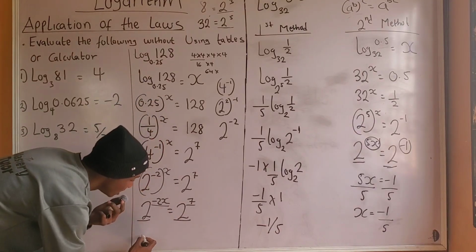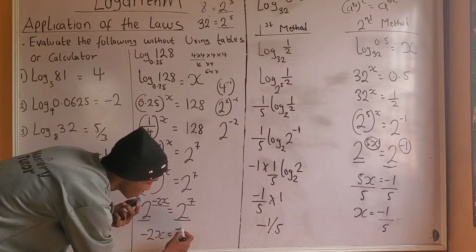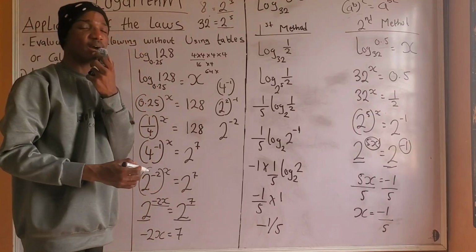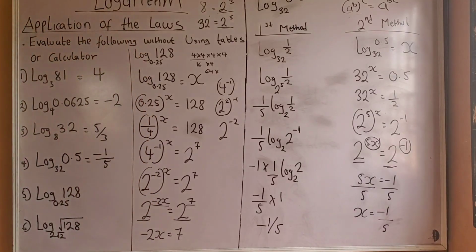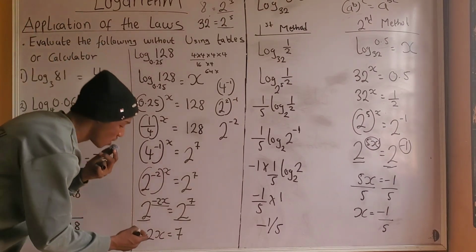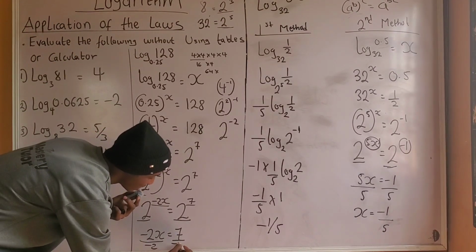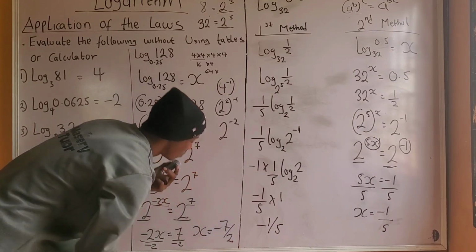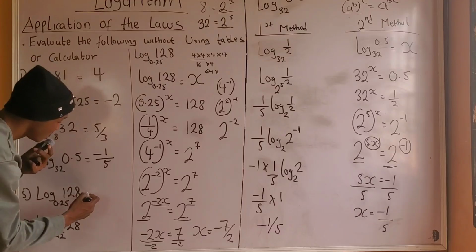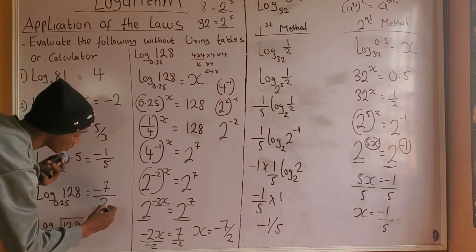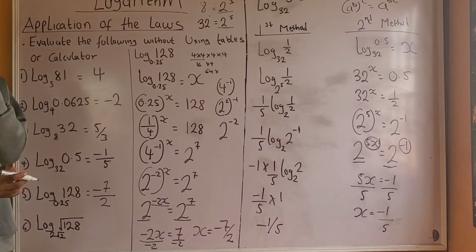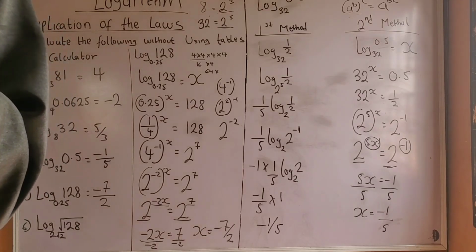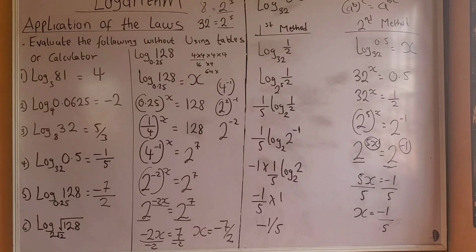So I'm going to have negative 2x equals 7. To get the value of x, I'm going to divide both sides by negative 2, right? So I'm going to have this all over negative 2 and this over negative 2. So the value of x will be equal to negative 7 all over 2, which is the answer to this question. So here I'm going to have negative 7 all over 2. That is the answer. Do you understand? If you do understand, kindly listen to the explanation again, okay? So let us proceed to the next question.